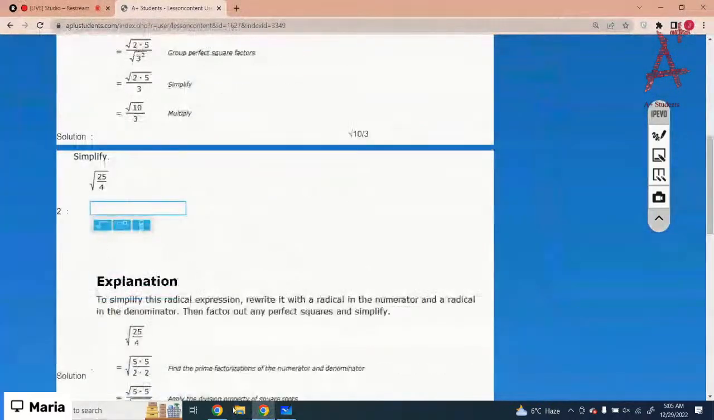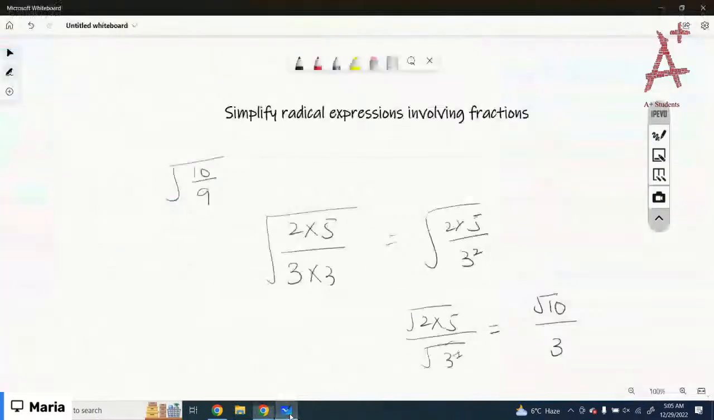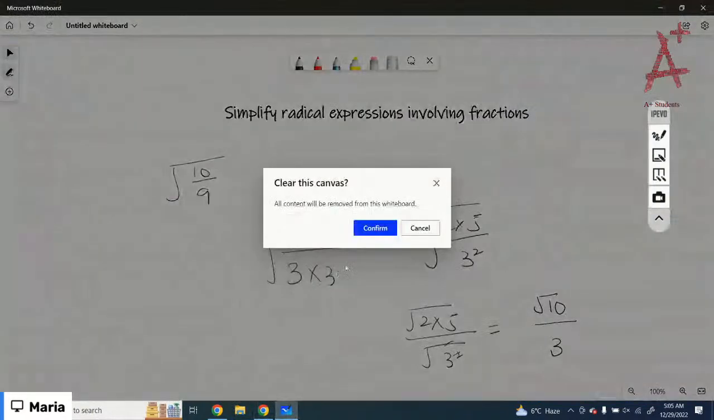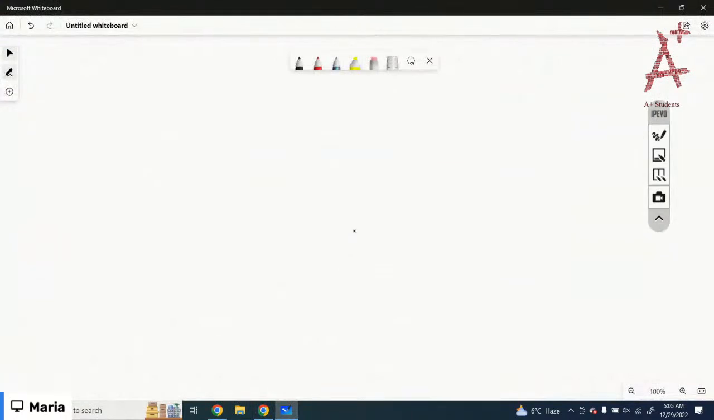The next one is square root 25 divided by 4. Okay, it would be square root 25 divided by 4. So just write both numerator and denominator as prime factors. So the prime factors for 25 are 5 times 5 and the prime factors for 4 are 2 times 2.